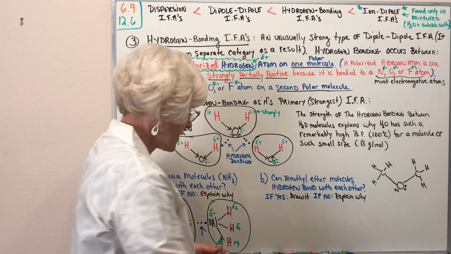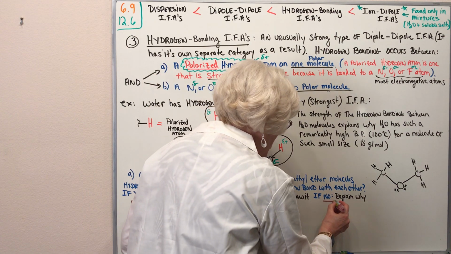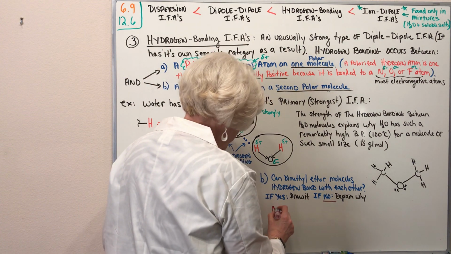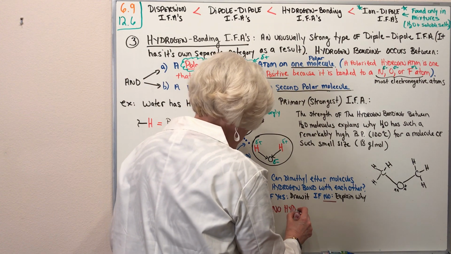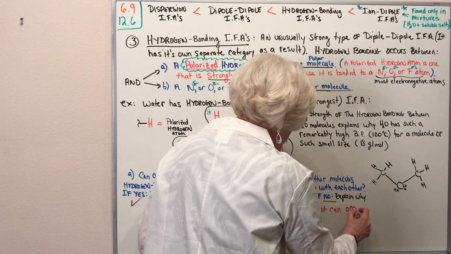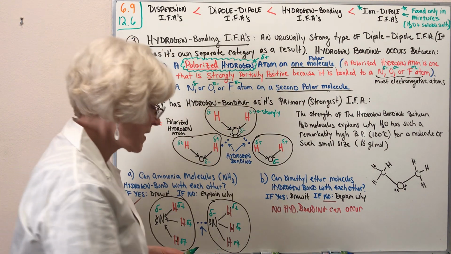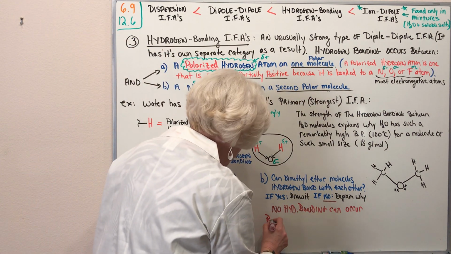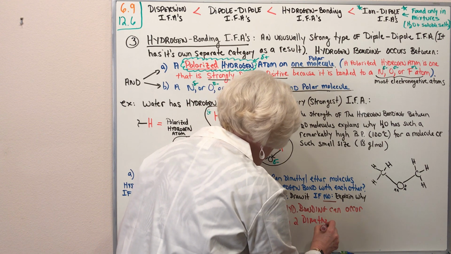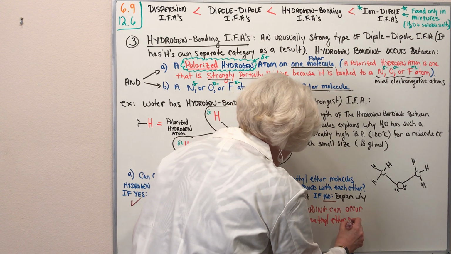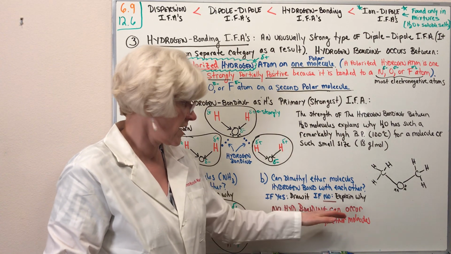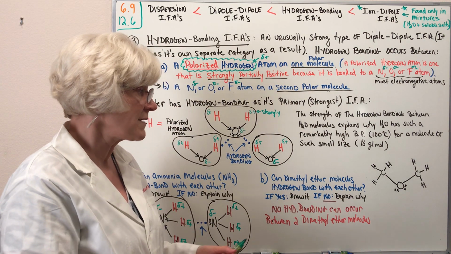And my conclusion is that no hydrogen bonding can occur. All right, so no hydrogen bonding can occur between two dimethyl ether molecules. And why? You have a 50-50 chance of guessing. So why would that be the case?